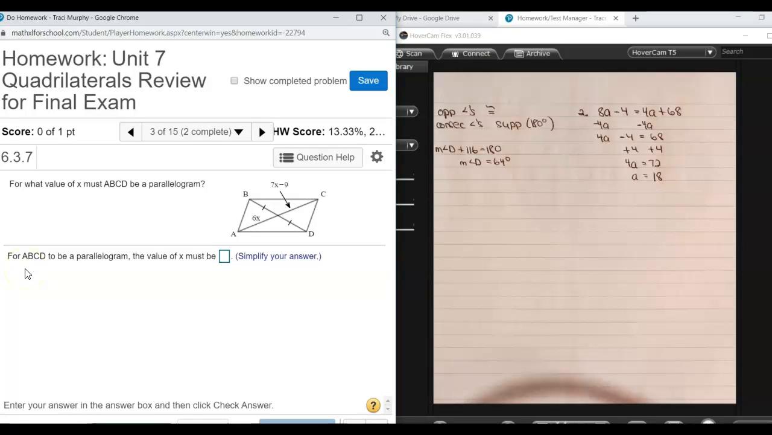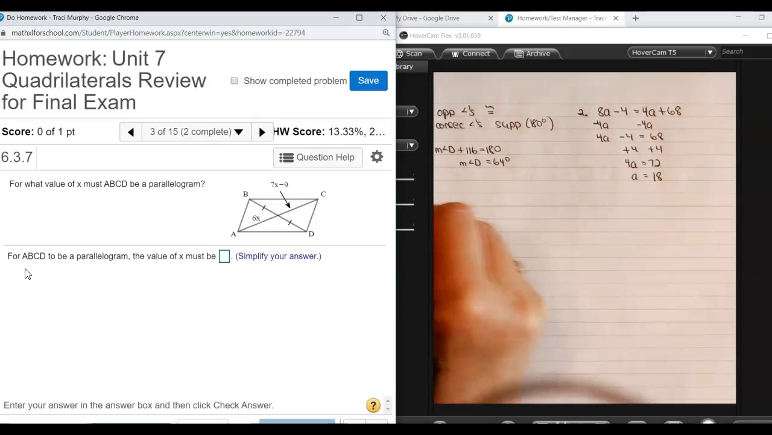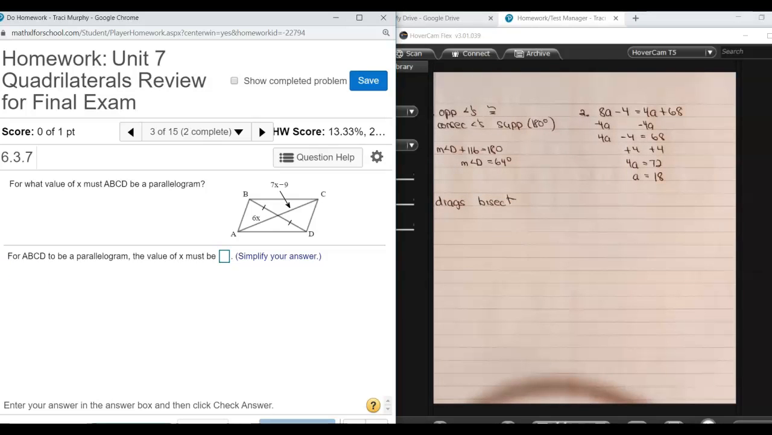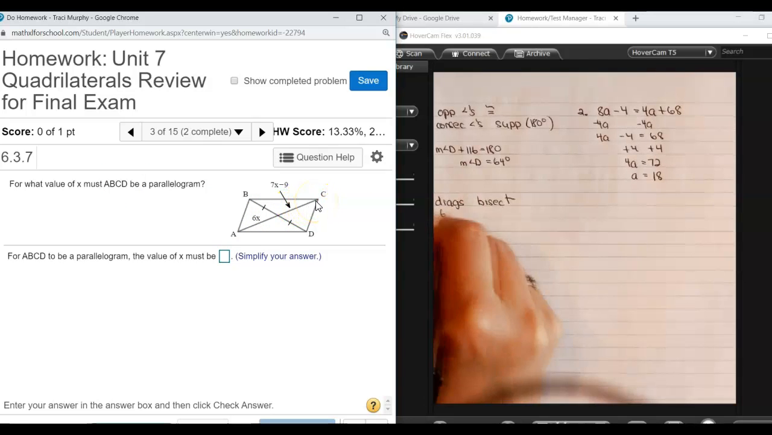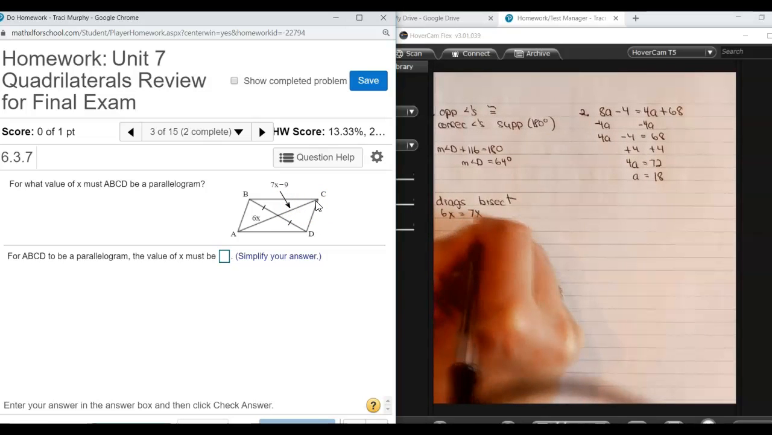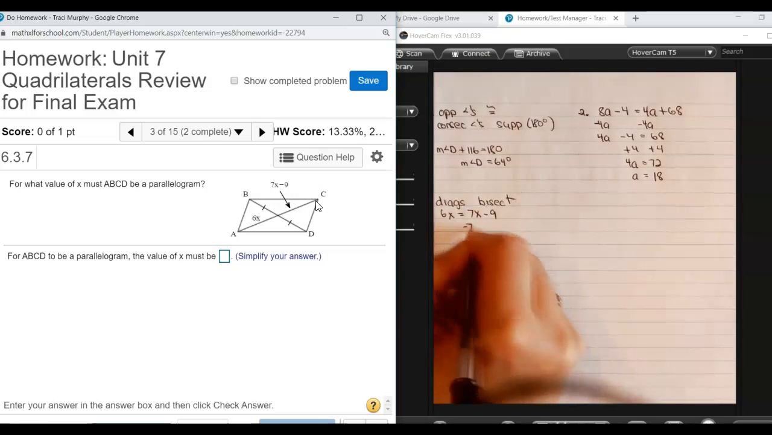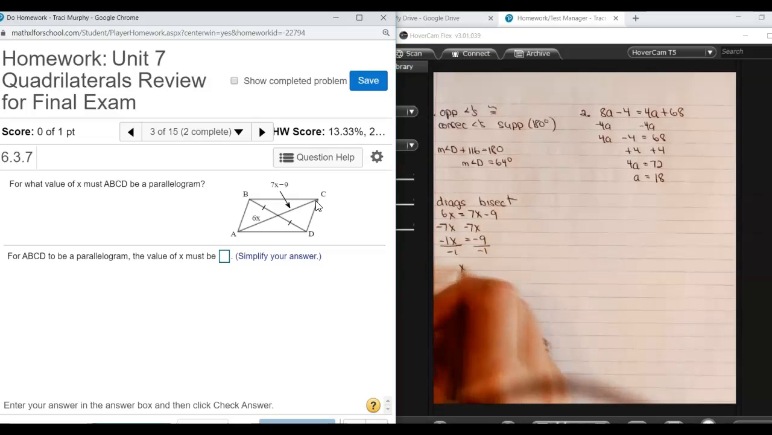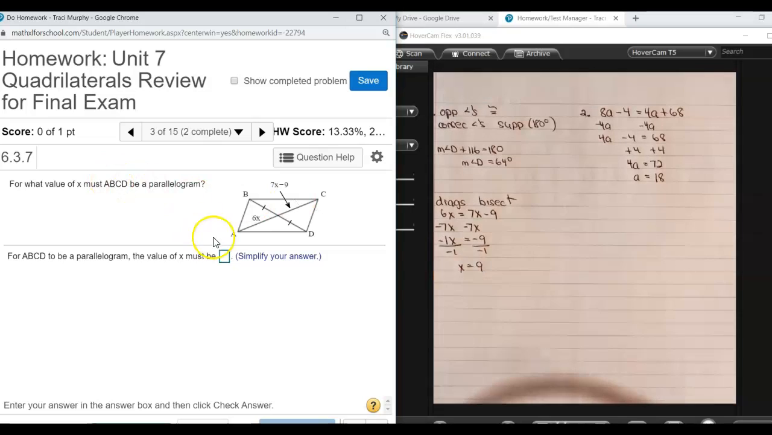Okay, question number 3. Again, we're dealing with a parallelogram. Another property that we talked about in a parallelogram is the diagonals bisect. So that means from A to the center here is the same as the distance from the center to over here. So we've got 6x is equal to 7x minus 9. Again, we're going to get the x's by itself by subtracting the 7x. And then divide by -1, and we end up with x is equal to 9.